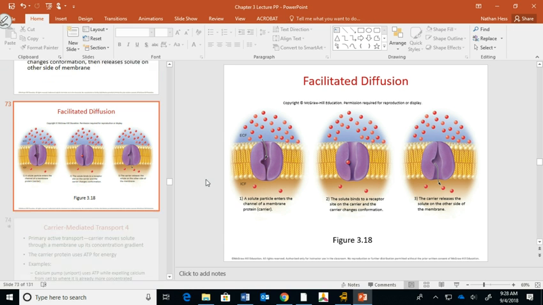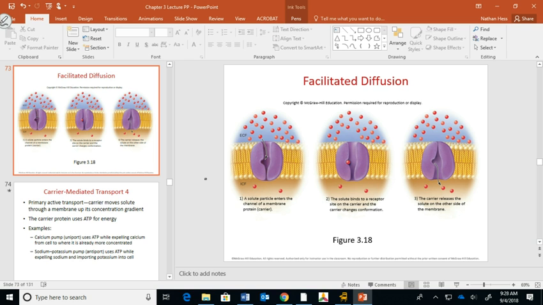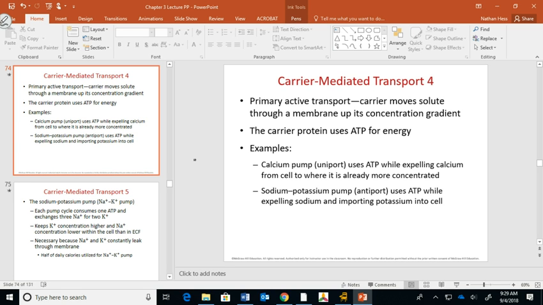That's our facilitated diffusion. Here's a picture showing you the same thing. Our primary active transport is where a carrier moves the solute through a membrane up its concentration gradient. So if you want to use the example of somebody passing gas, it would be like that gas, instead of spreading outward, went back inward. I don't know, it's kind of weird. Okay? But that's the thought, that these carriers grab onto the bad particles and shove them back the other direction, against the gradient. Does that make sense? That's our carrier-mediated transport, the primary active transport.